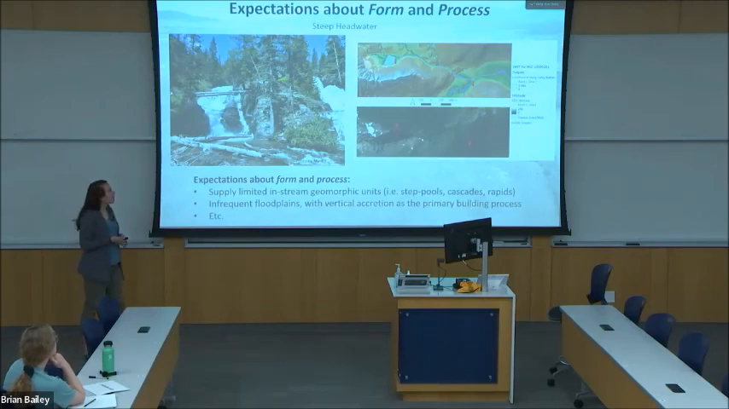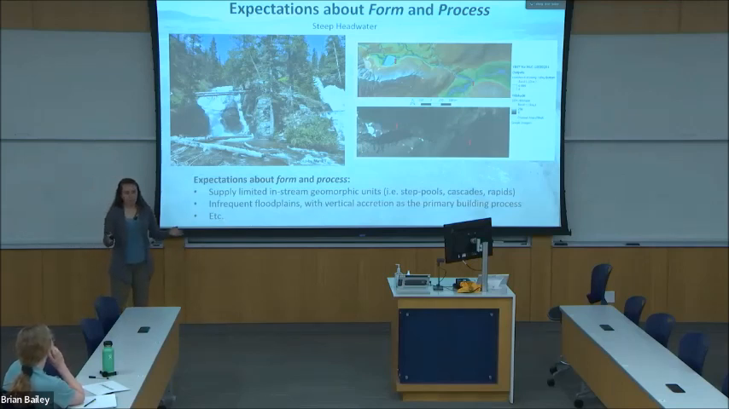We want to be able to say in an empirical way what we can expect at these different riverscapes. So for example, at a steep headwater, get ready for some jargon, we want to be able to say there's supply limited in-stream geomorphic units. We want to say there's infrequent floodplains with vertical accretion as the primary building process. And we want to be able to provide this for large scales.